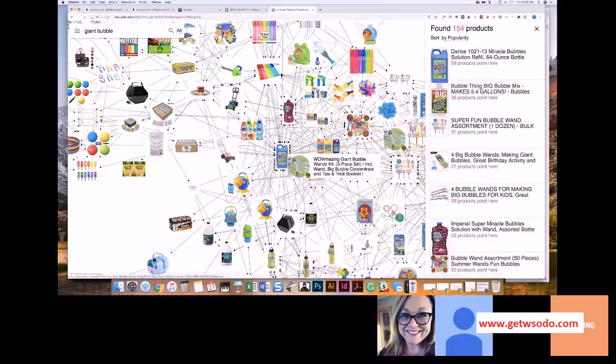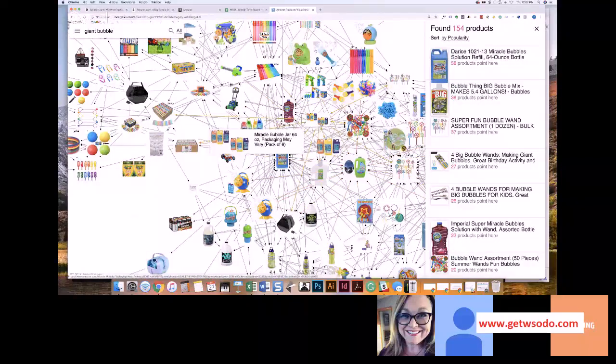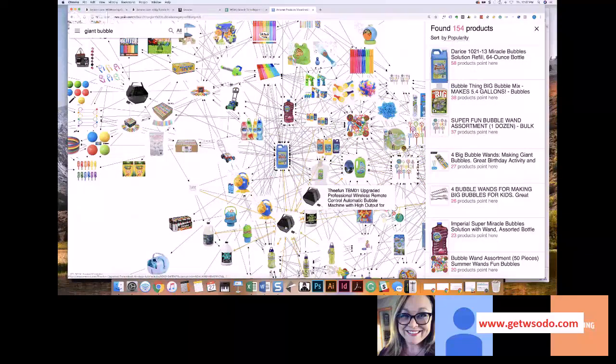Here's our product, but only one step away is this ginormous tub of bubble solution. And over here, there's bubble solution, and over here, bubble solution. The other thing I noticed is that when people buy the bubble solution, they also buy these machines.